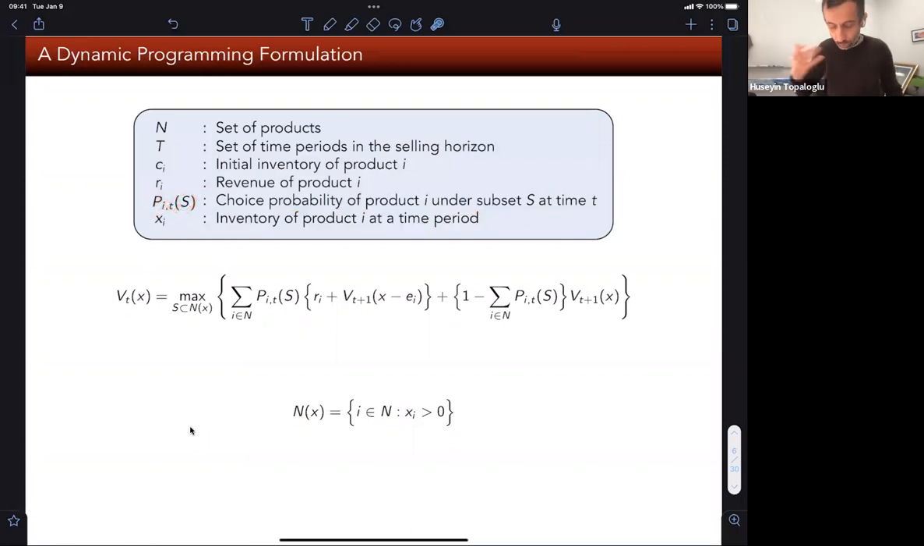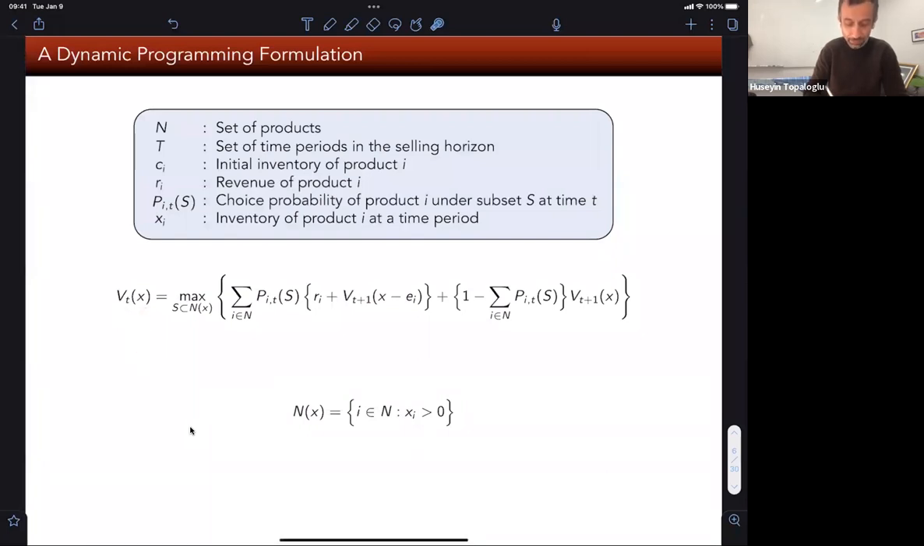And lastly, we're going to formulate a dynamic program. To use as a state variable in our dynamic program, I'm going to use x_i. x_i is going to be the remaining inventory for product i at the beginning of a generic time period. So let's write our dynamic program. We're sitting at time period t. The remaining inventories of the products is given by this vector of x_i.